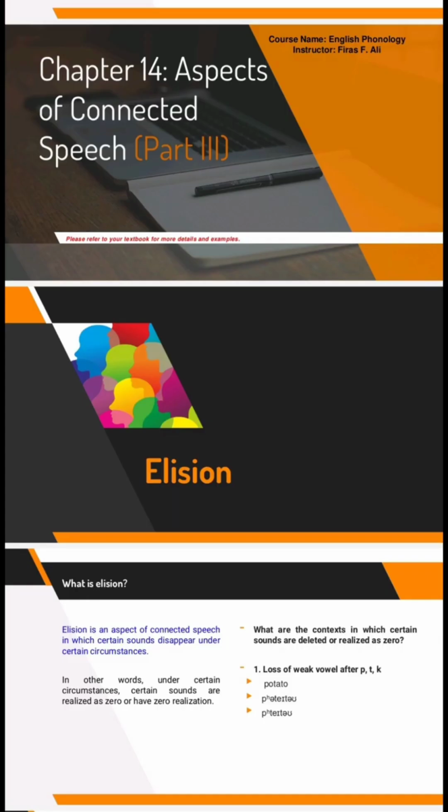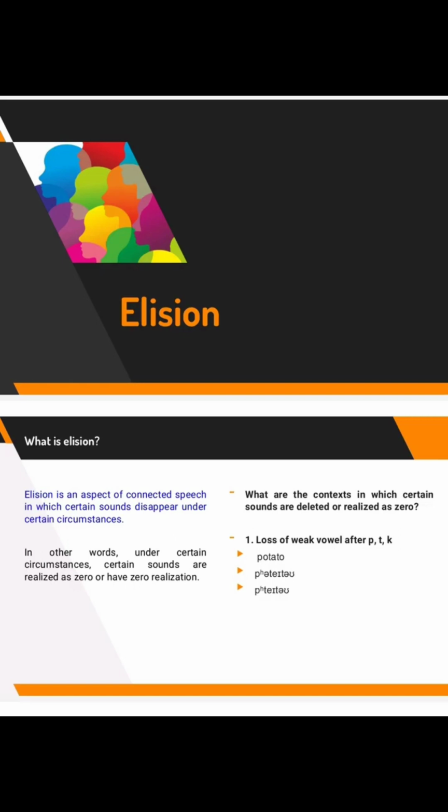Elision is another aspect of connected speech. It's a process in which certain sounds disappear under certain circumstances. In other words, in certain contexts, certain sounds are realized as zero or have zero realization. In other words, some sounds are deleted in some contexts. So the question is, what are the contexts in which certain sounds are deleted or realized as zero?